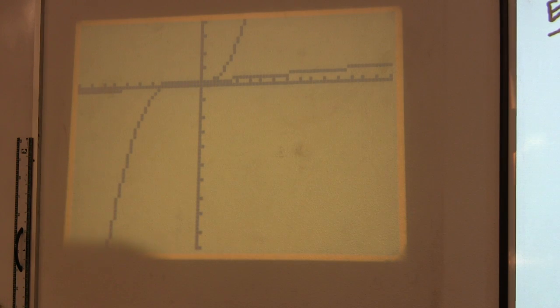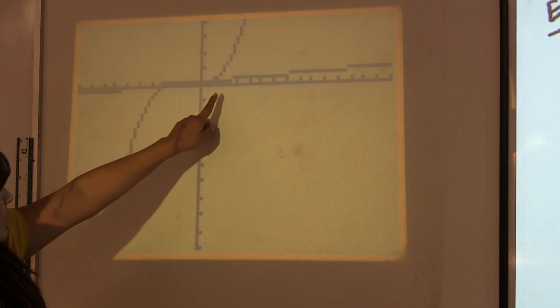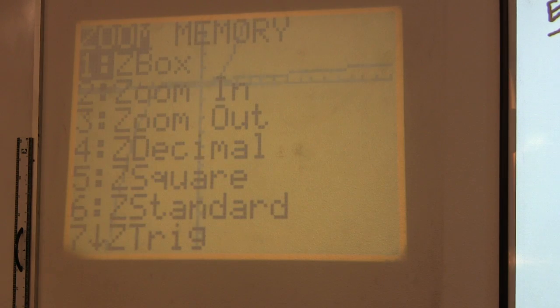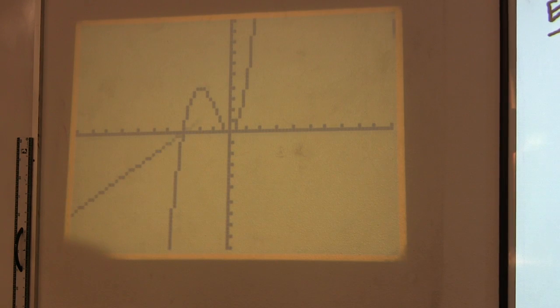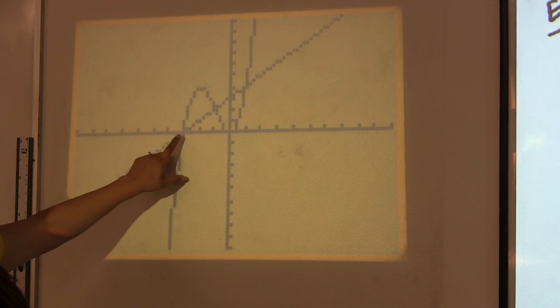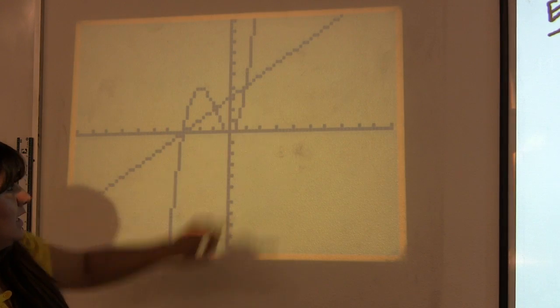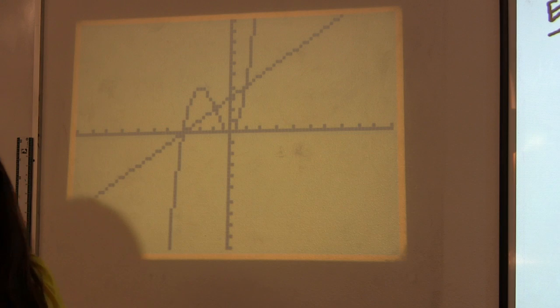And at this point, it might become necessary for you to adjust your window. You can kind of see that my window is all crazy right now. There's some stuff happening in here, and I can't really see what it is. So that means that I'm going to have to adjust my window. My first option is to go to my zoom standard, which is just the zoom key, and then option number 6 for Z standard. I'm not sure that's going to do what I want it to do, but actually it worked out nicely. And you can see now that the graph is crossing in 3 spots. It's crossing here, it's crossing there, and it's crossing there. And my job is to find these points of intersection.